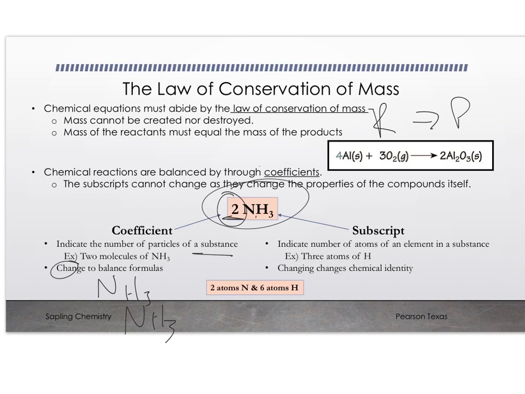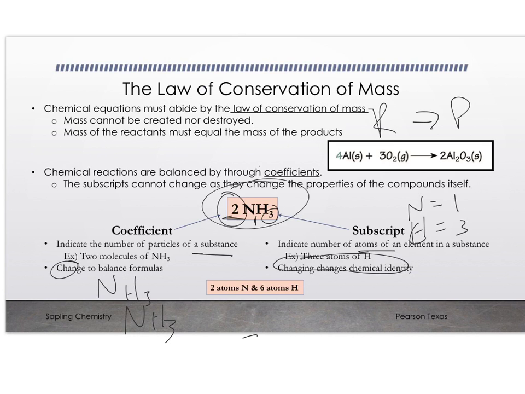The subscripts, remember the 1 that's understood, and this 3 that's actually written here, are going to indicate the number of atoms of each element within that specific substance. So the understood 1 says we have 1 nitrogen, and then the 3 on hydrogen means that we have 3 atoms of hydrogen. And if you change the subscripts, you actually change the chemical identity of that substance, so it no longer makes that reaction the same.